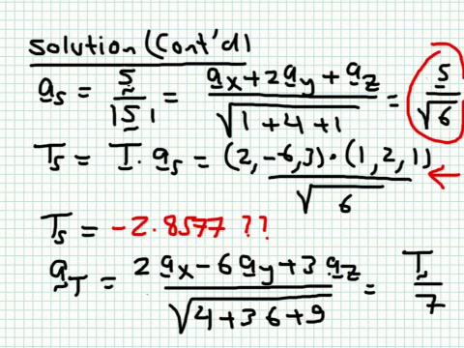It's very easy. For the dot product between two vectors, you multiply 2 by 1 for the x component, plus minus 6 multiplied by 2 for the y component, plus 3 multiplied by 1 for the z component. So 2 minus 12 plus 3. So minus 12 plus 2 is minus 10, plus 3 it's minus 7. Minus 7, if you divide it by square root of 6, you get minus 2.8577.